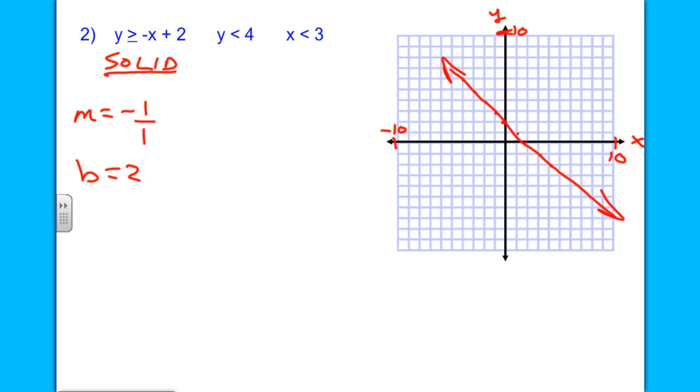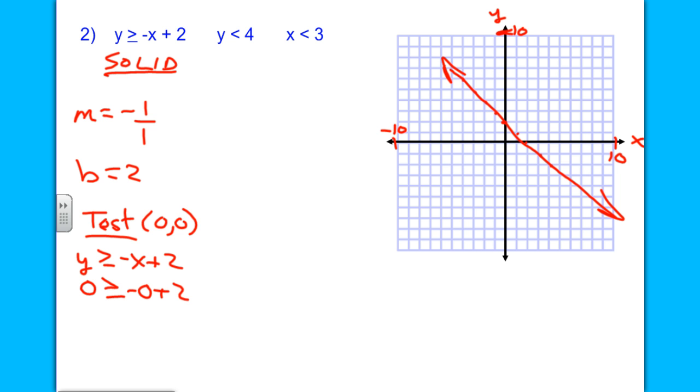And so, what do we have to do now, Alana? We have to test a point, and what point would you like to test? Well, okay, good. 0, 0, she says, because it's not on the line. So here's the inequality, y is greater than or equal to negative x plus 2. And when we plug in 0, what is negative 0 plus 2? It's just 2. So is 0 greater than or equal to 2? No, not a solution. Okay, so we're not going to shade toward 0, 0, we're going to shade away from it.